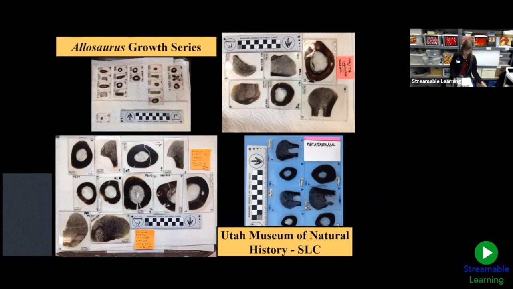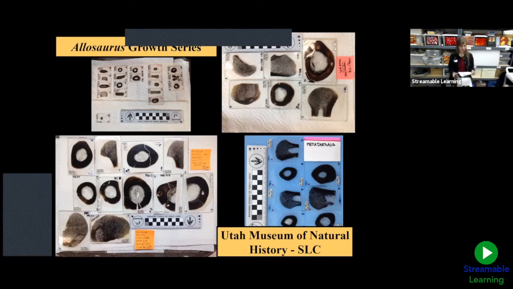All right. So to image thin section slides, such as these Allosaurus slides, polarized light microscopy is most useful. Thin sections of both modern and fossilized bone are birefringent. This means that polarized light waves being transmitted through the specimen will divide and split as they pass through the sample, as opposed to remaining unaltered.